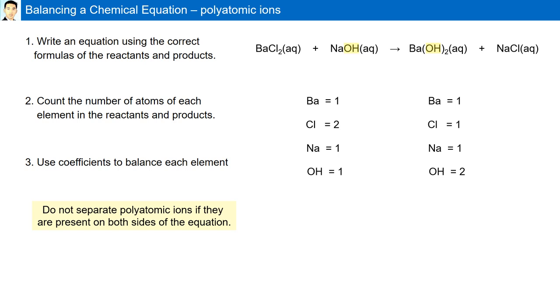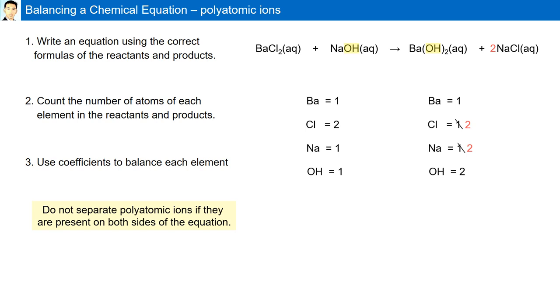So next, we need to balance our equation. We have two chlorine on the left, one on the right. Therefore, we add a coefficient of 2 in front of NaCl, which changes the number of sodium to 2 and the number of chlorine to 2. Now we have more sodium on the right than the left.